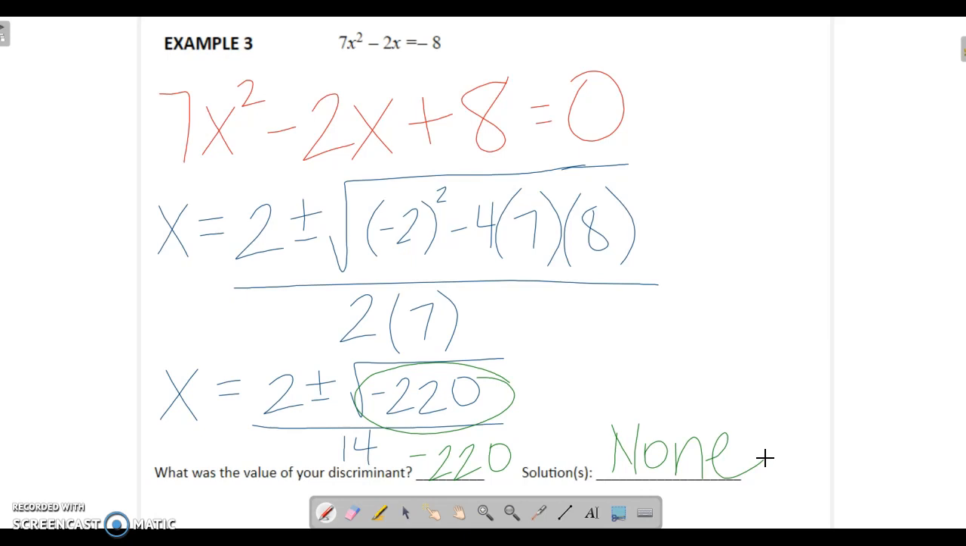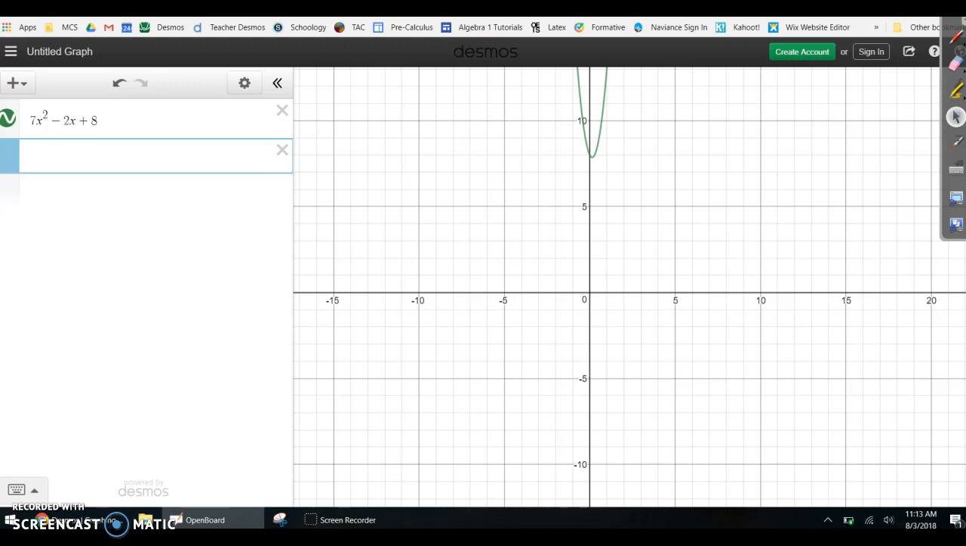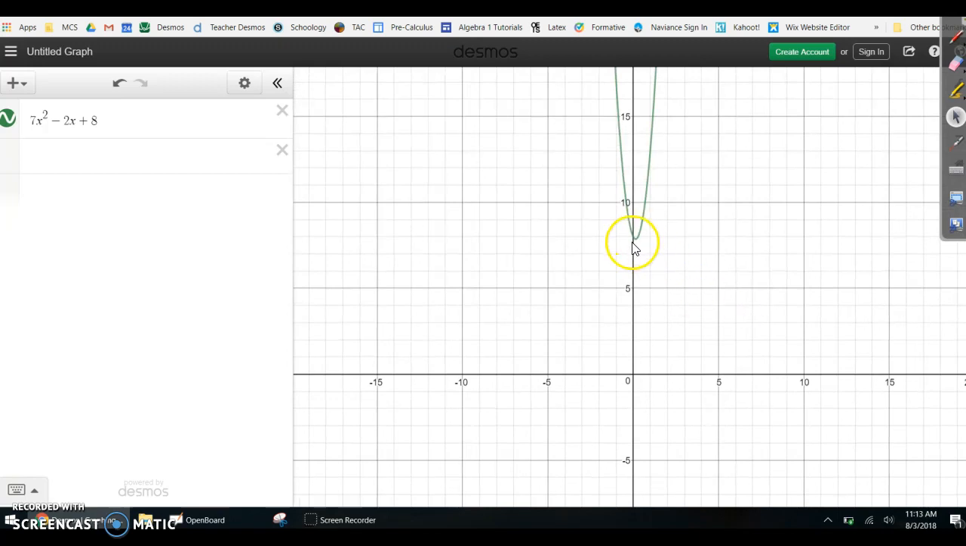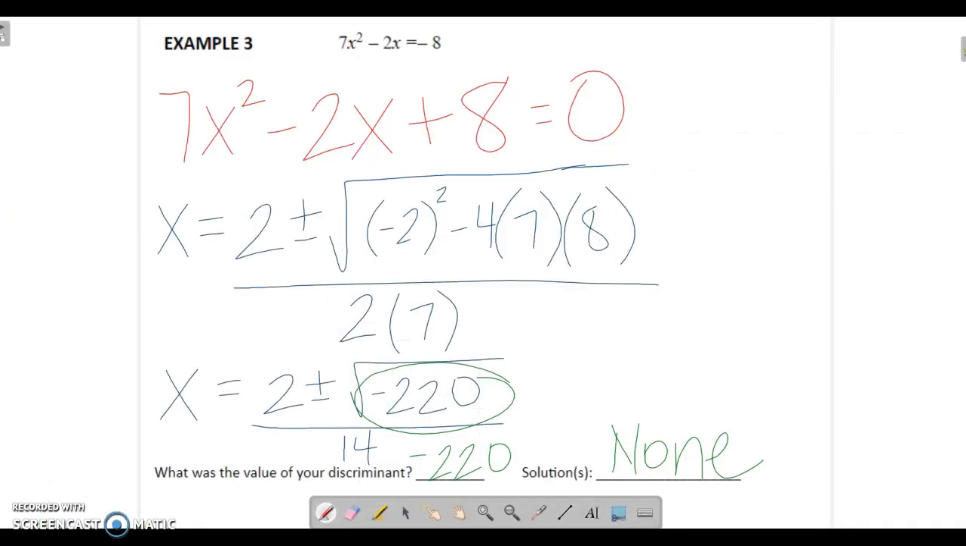And if we look at this equation on Desmos, we're going to see there shouldn't be any x-intercepts. So we're going to look at 7x squared minus 2x plus 8, which I have right here, and you can see it has no x-intercepts. We can see the quadratic opens up and its vertex is above the x-axis, so there are going to be no solutions. So I believe we have one more example.